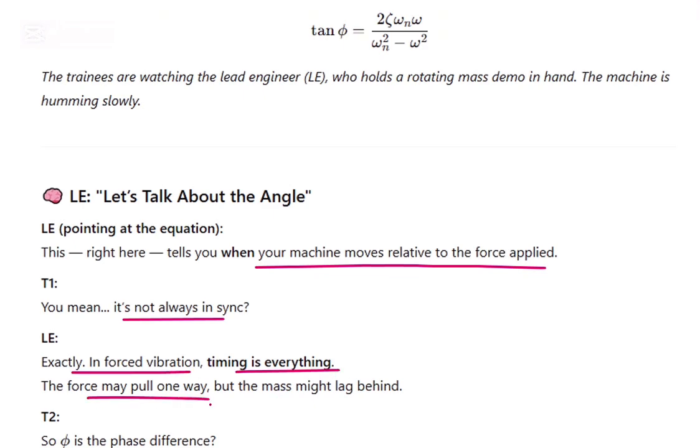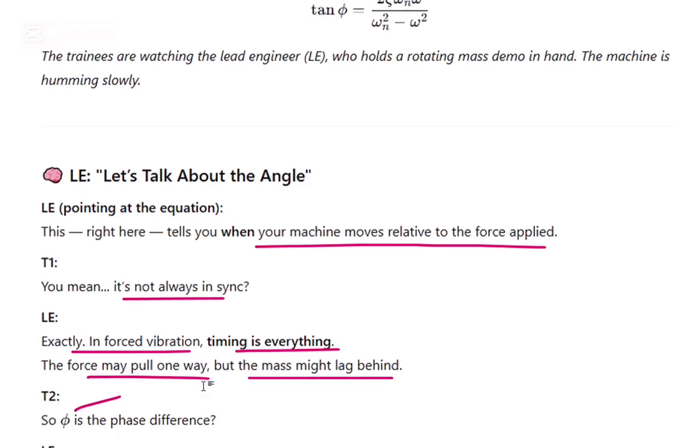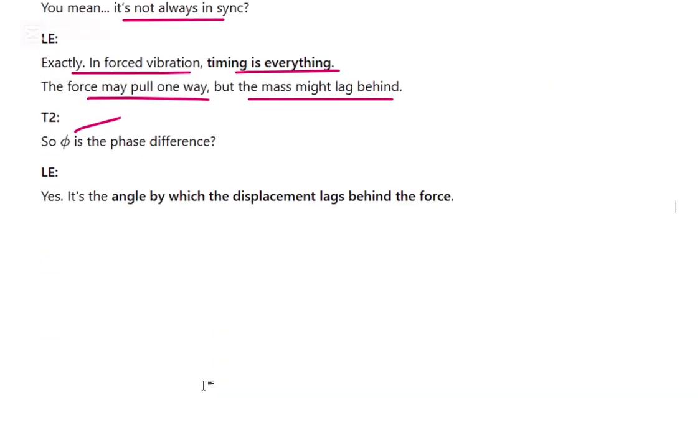The force may pull one way, but the mass might lag behind. So phi is the phase difference. Yes, it's the angle by which the displacement lags behind the force.